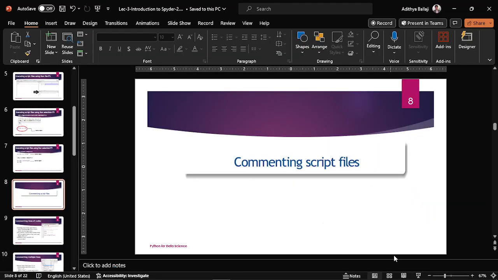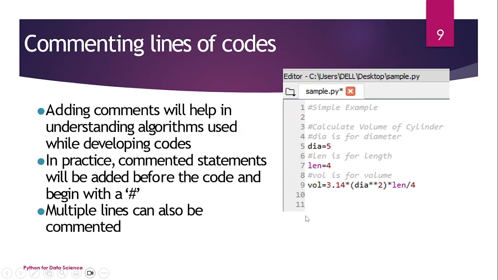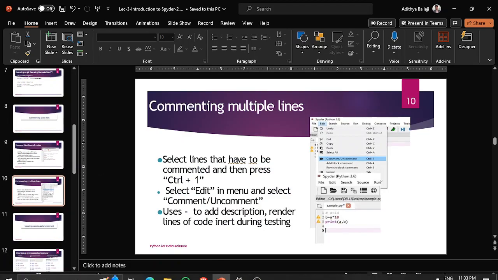Now next is how to actually comment a particular script file. There are two methods. One is the manual method, and that is for only commenting a single line, and then there is commenting multiple lines. We will see both the options. Whenever you want to go with multiple lines, you can just select all the lines and press Ctrl+1. We will see how this can be done.